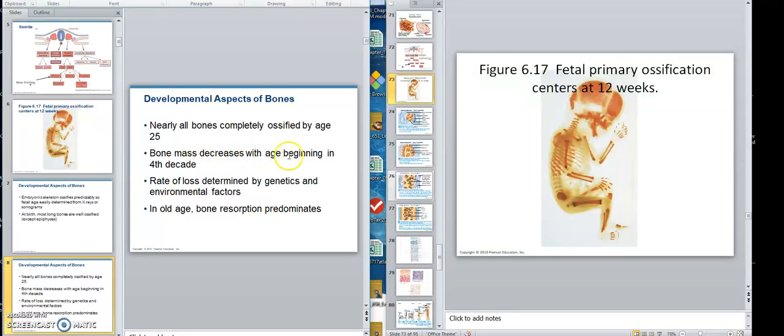Bone mass decreases as age begins in the fourth decade, 40. So you go up to about the 20s and 30s, and then it starts dropping off. The rate of loss is determined by genetics and environmental factors. You know, what's your calcium balance? What kind of work do you do? Do you exercise? Stuff like that. And in old age, bone reabsorption, taking away, predominates.